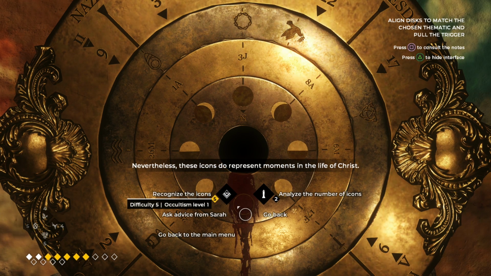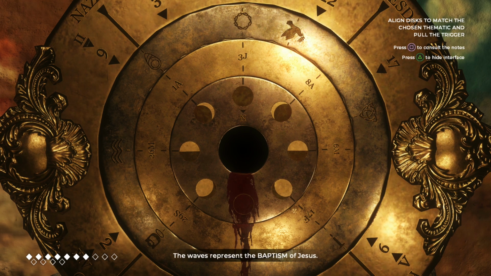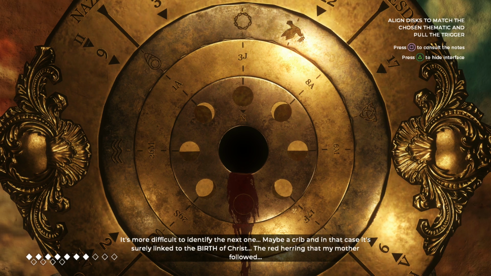Okay, so... You know what, let's do one of these. I think I can make out each one of the icons apart from the one covered in blood. Going clockwise from the one I just mentioned, we have the halo that represents the resurrection. Okay. The waves represent the baptism of Jesus. It's more difficult to identify the next one. The egg thing? Maybe a crib, and in that case it's surely linked to the birth of Christ.